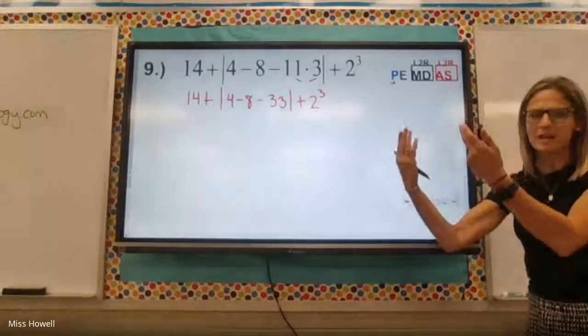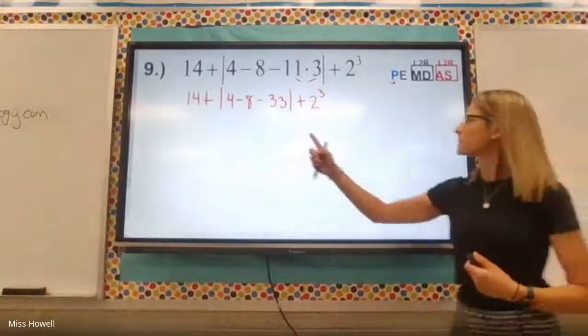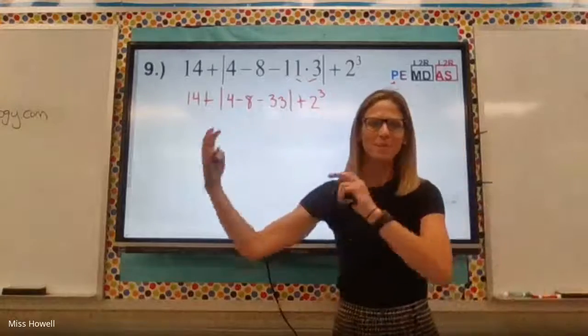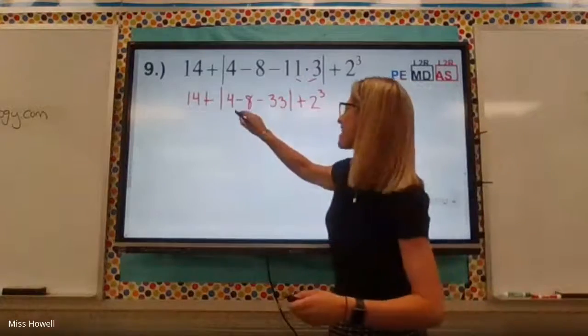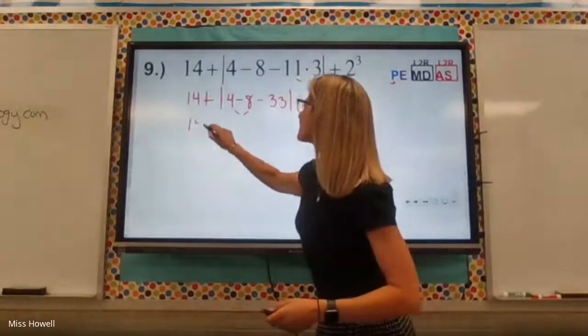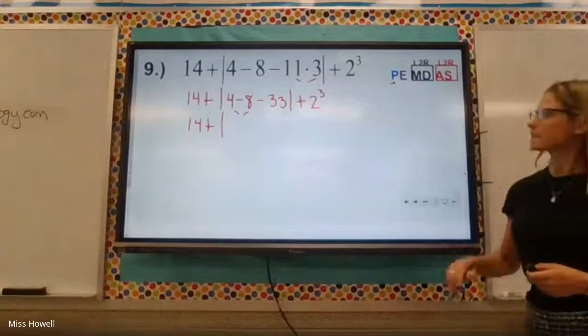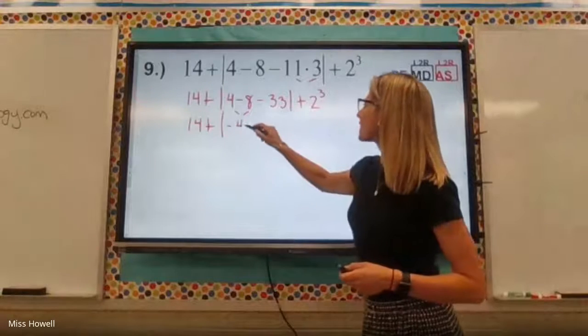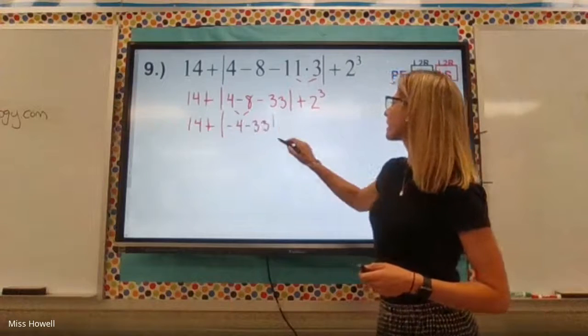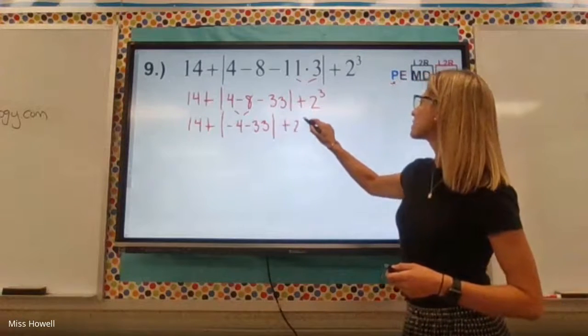We got to keep working inside of there one change at a time. All that's left is 2 subtractions, so we have to go from left to right. All right, bring down 14 plus absolute value. 4 minus 8 would give us a negative 4. Bring down, subtract 33. Bring down our absolute values and our plus 2 to the third power.